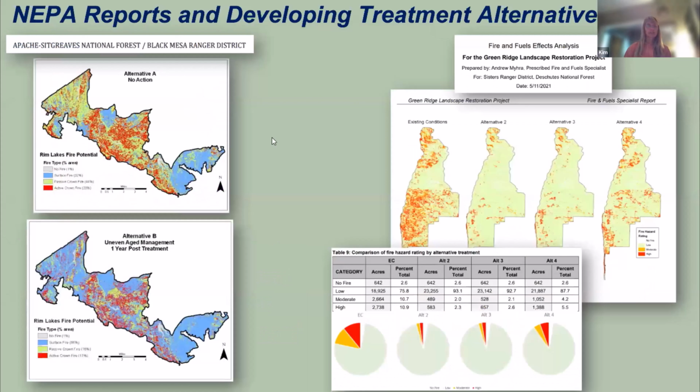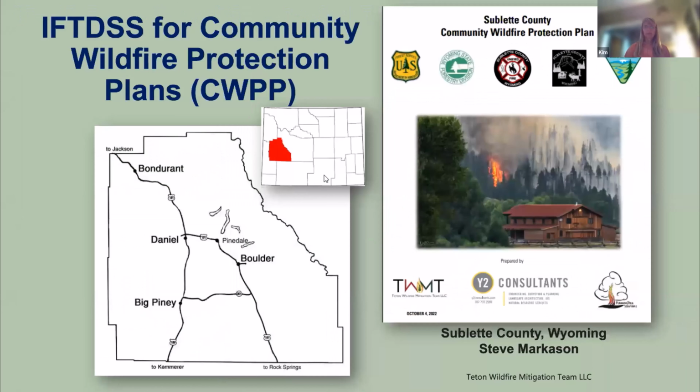This is one from the Apache-Sitgreaves, again showing changes in potential. And then another that was used in this area on the Deschutes, looking at different alternatives, existing conditions here on the left, and then several different alternatives based on fuels treatment. So lots of different uses. We've seen these in specialist reports being used more and more. And again, those visuals becoming really helpful for folks to really tell their story.